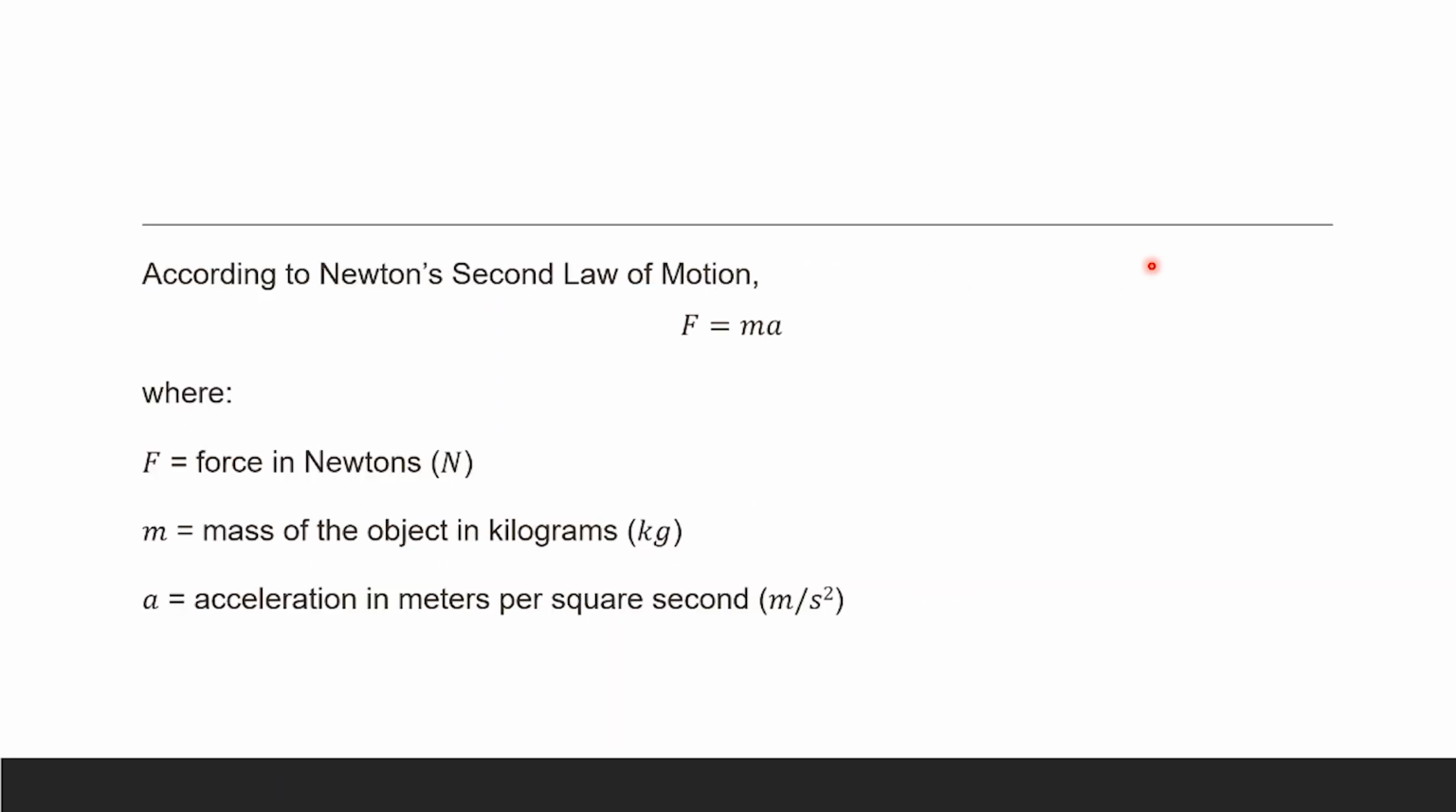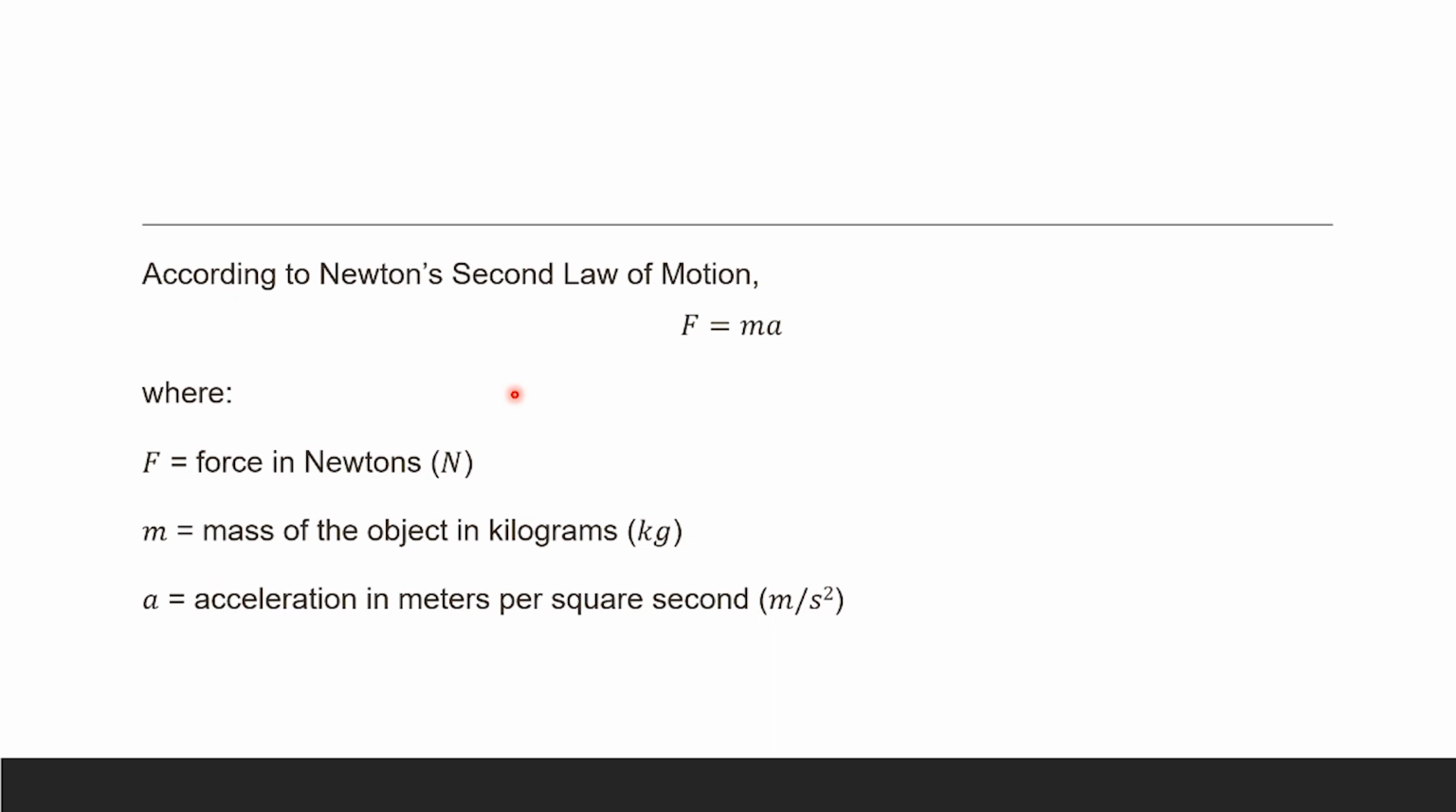Now, also, according to Newton's second law of motion, force is equal to ma, wherein force is in newtons, m is the mass of the object in kilograms, and a is acceleration. So, we are familiar with this formula. Now, how can we relate the two?